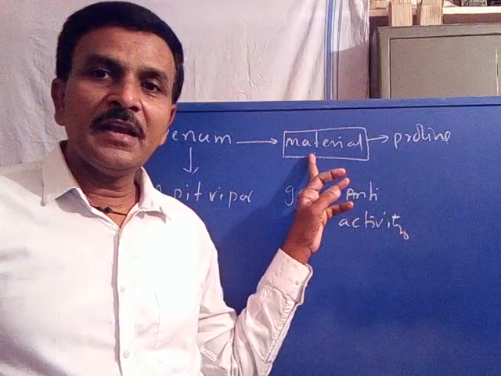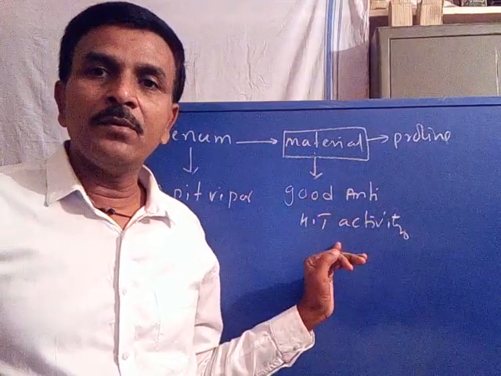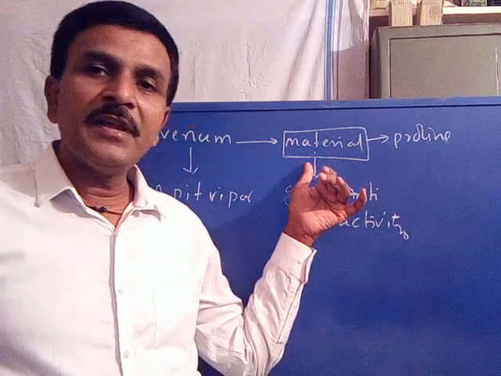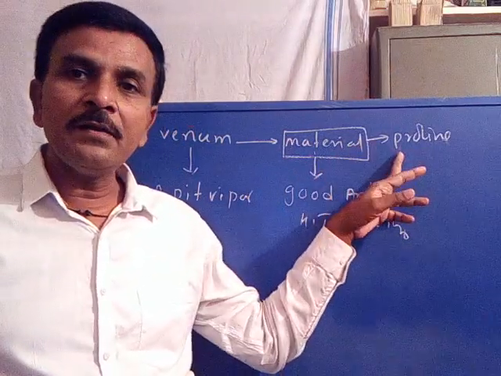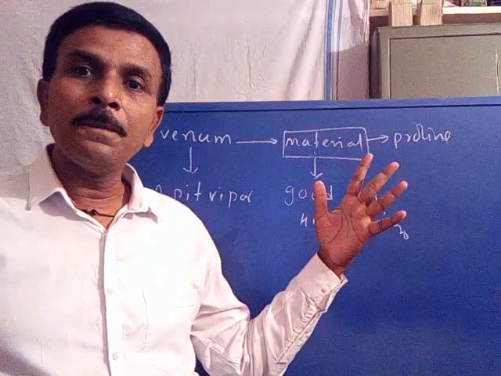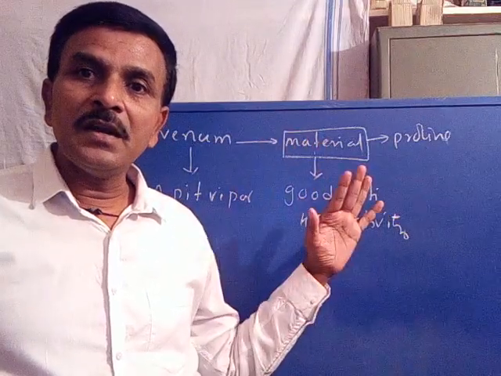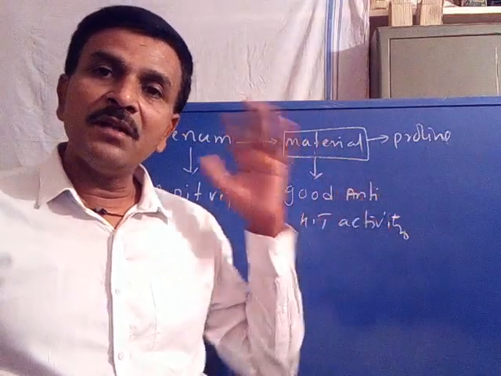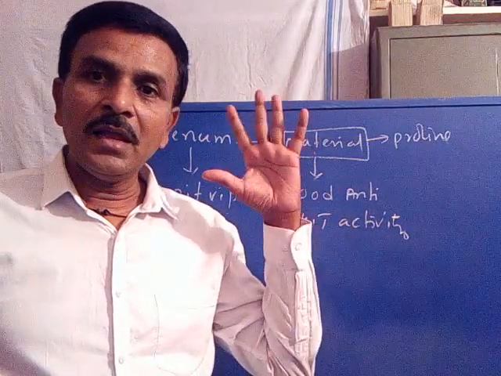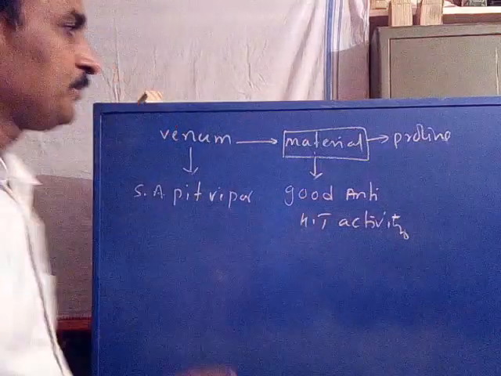So whatever material isolated from the venom showing a good anti-hypertensive activity, the later study indicated that this material consists of proline residue, and the proline residue is responsible for the anti-hypertensive activity. From this study, based on the proline residue, captopril, an anti-hypertensive agent, was designed.